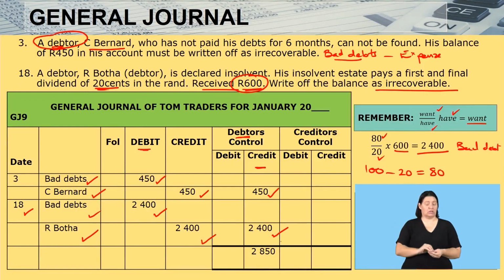You totalize it. Please quickly grab your calculator. You are now saying 450 plus 2,400, you get 2,850.